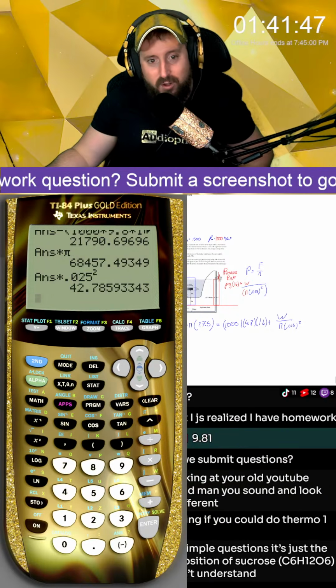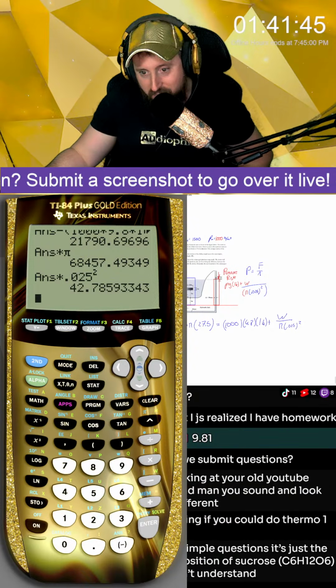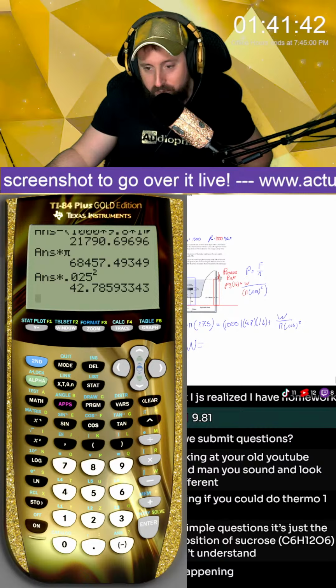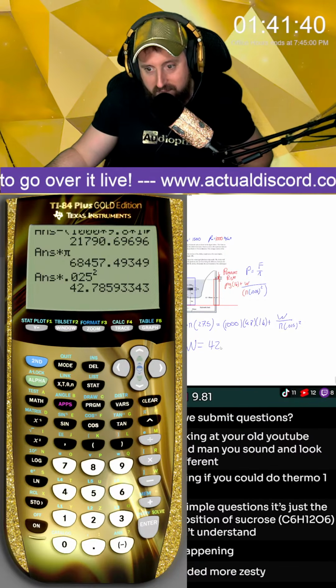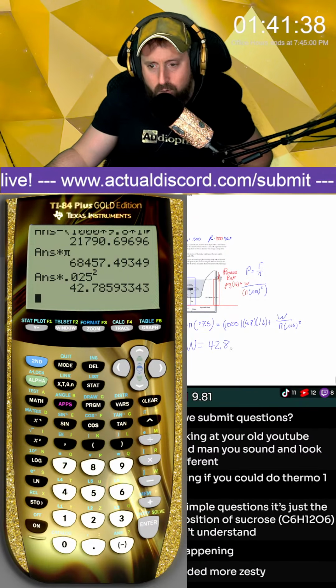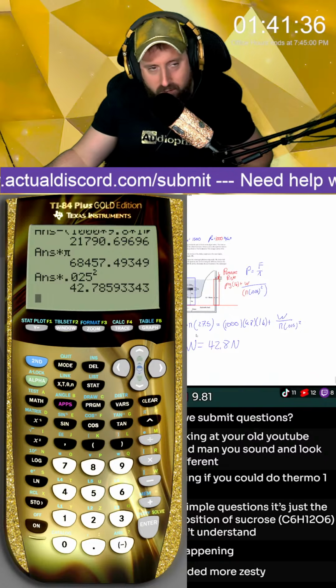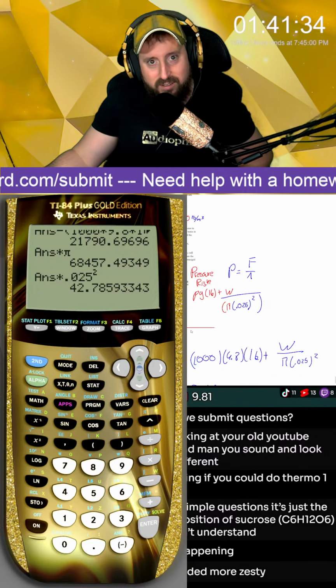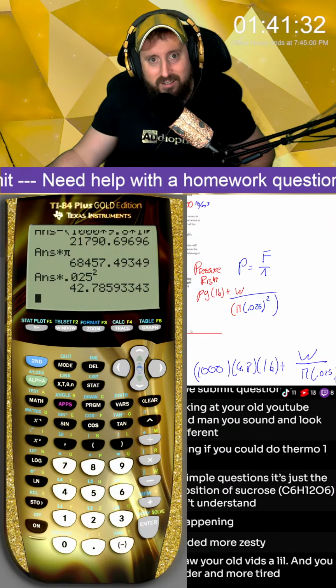Okay, cool. So I get that the weight is equal to 42.8 newtons. Okay, is that okay?